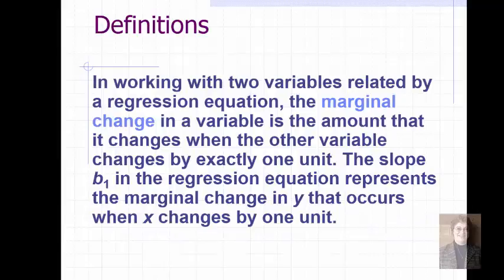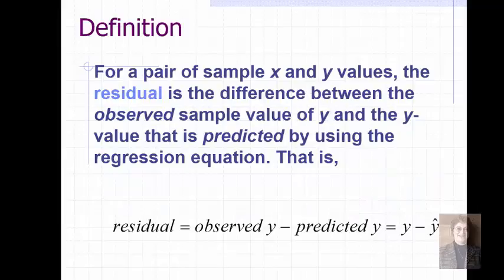Now, when we talk about this, you may sometimes see the definition marginal change, and we've already talked about this, but now they're going to give it a new name. The marginal change is the amount one variable changes with the other. So remember, we talked about the slope of the line. That represents the marginal change that occurs in y when x changes by 1 unit. Residuals, the difference between our observed y and our predicted y, is called the residual for that point.